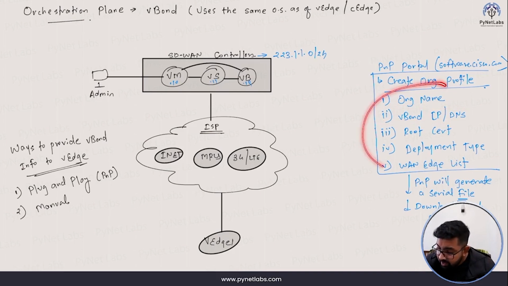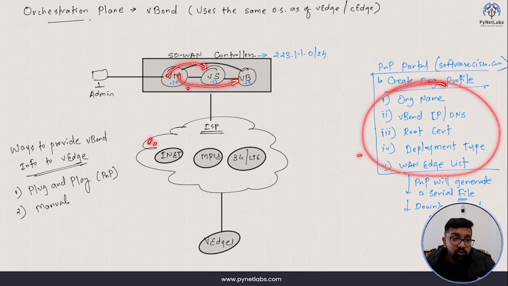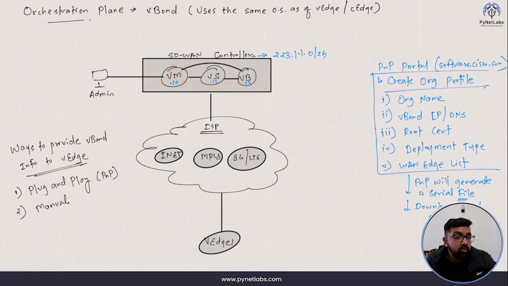The same information will be distributed by vManager to the other controllers, so that vSmart also gets to know what all the expected WAN edges are to become part of the fabric, and vBond also gets to know the expected WAN edges to become part of the fabric. That's something that should be done. Post it, the controllers are now aware of the WAN edges that are going to be part of the fabric. What about the WAN edge?